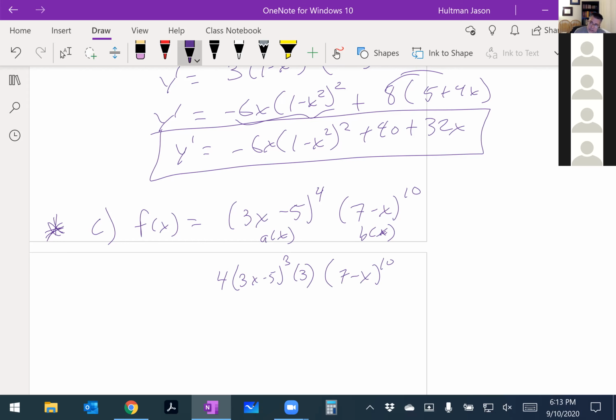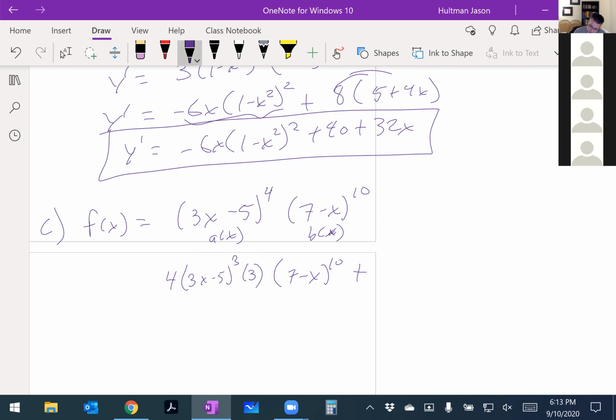Plus the derivative of the second. Now I've got to do the chain rule on the second one. So this is 10 times 7 minus x to the 9th power times negative 1. Where'd that negative 1 come from? It just magically appeared. From the negative x inside the parentheses. Yeah, exactly. That's the derivative of the inside. It's the derivative of the negative x, which is negative 1. Okay, times the first, which is 3x minus 5 to the 4th power. And this is f prime of x. Now, I'm not going to leave it like this because I can clean this thing up a lot.